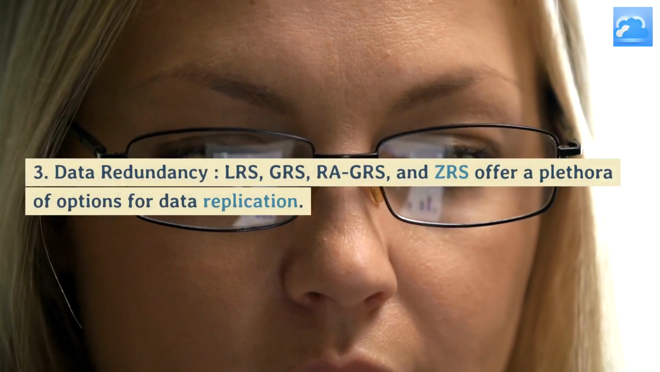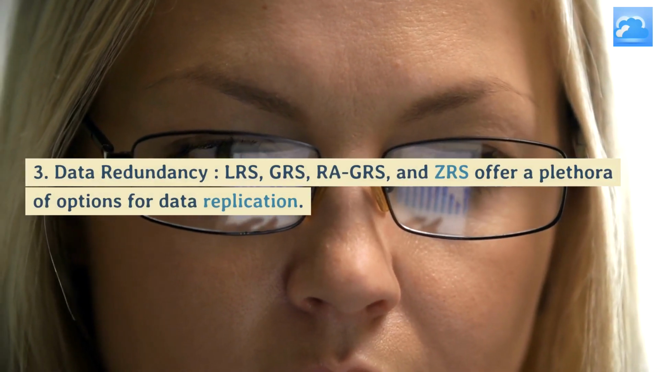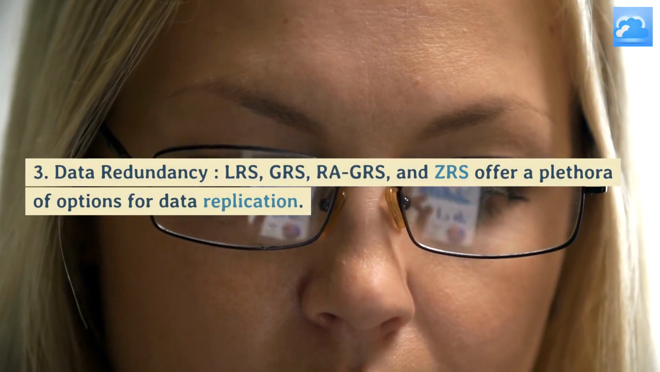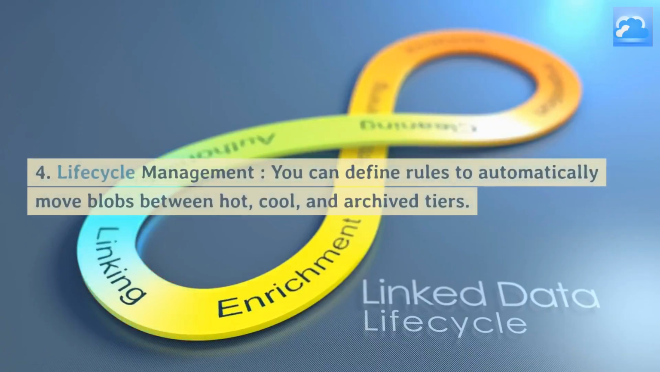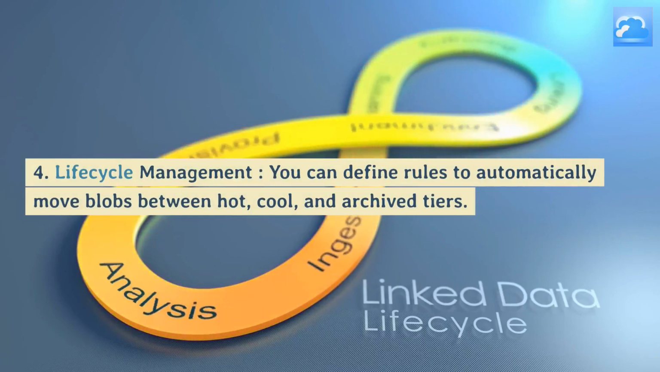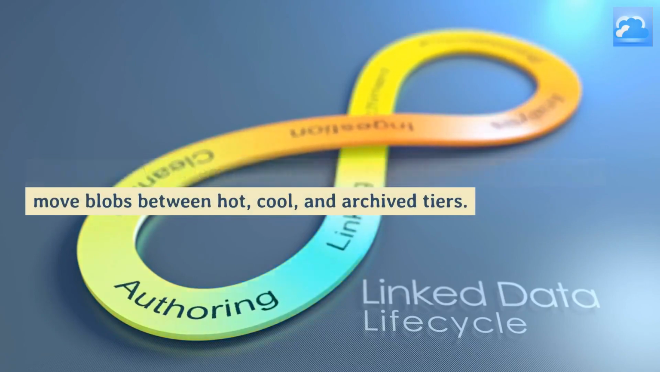3. Data redundancy. LRS, GRS, RA-GRS, and ZRS offer a plethora of options for data replication. 4. Lifecycle management. You can define rules to automatically move blobs between hot, cool, and archive tiers.